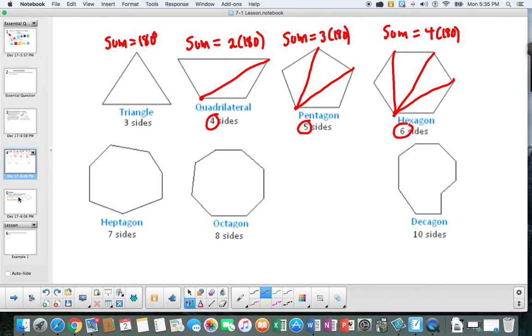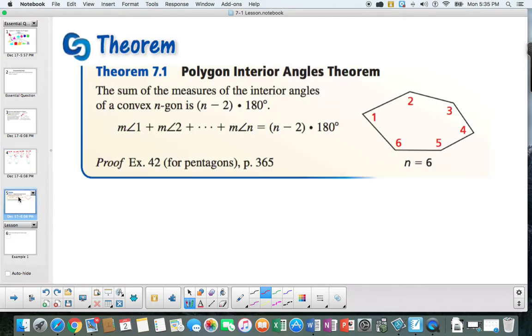Let's go to the theorem. This is called the Polygon Interior Angles Theorem. It says if you want to find the sum of all the angles inside of a polygon, you take the number of sides, subtract 2, and then multiply by 180. That's because n minus 2 is the number of triangles created by all the diagonals from one vertex.